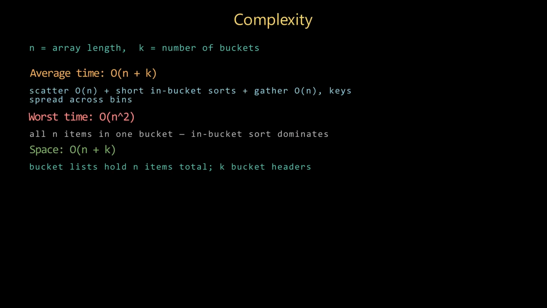Let n be the array length and k the number of buckets. Scatter and gather are order n. When keys spread across bins, each in-bucket list stays short, average time is order n plus k, worst case, everything in one bucket, and in-bucket insertion sort becomes order n squared. Space is order n plus k for the buckets and output.